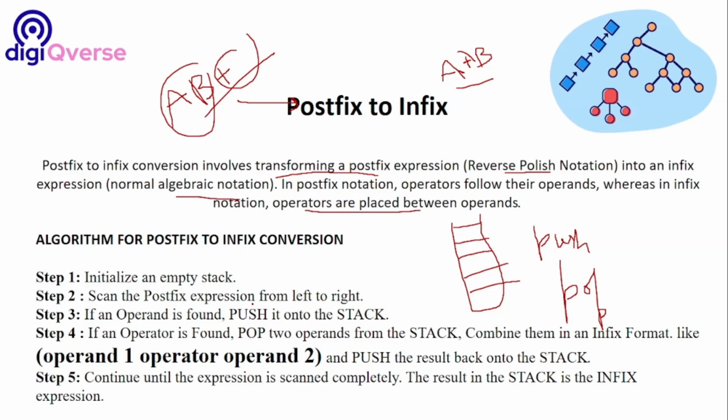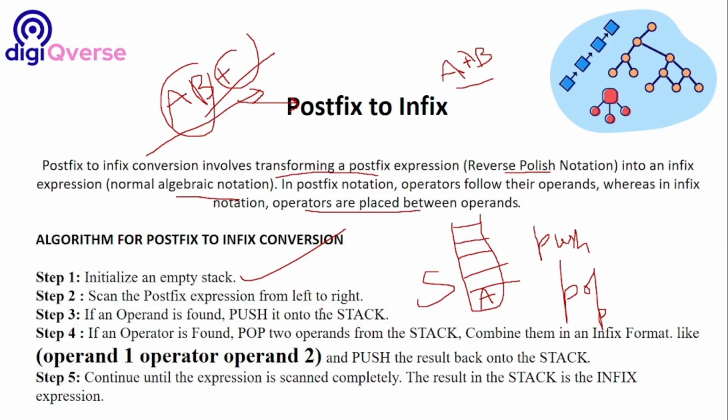Okay, so step one is initializing an empty stack. Let's say S is our stack. Scan the postfix expression from left to right. Suppose this is my given expression and I want to scan it from A to plus, meaning left to right, right? If an operand is found, that means A and B are operands, and operators are plus, minus and so on, we just push it onto the stack. In this example, A is an operand, so we place A inside the stack S.